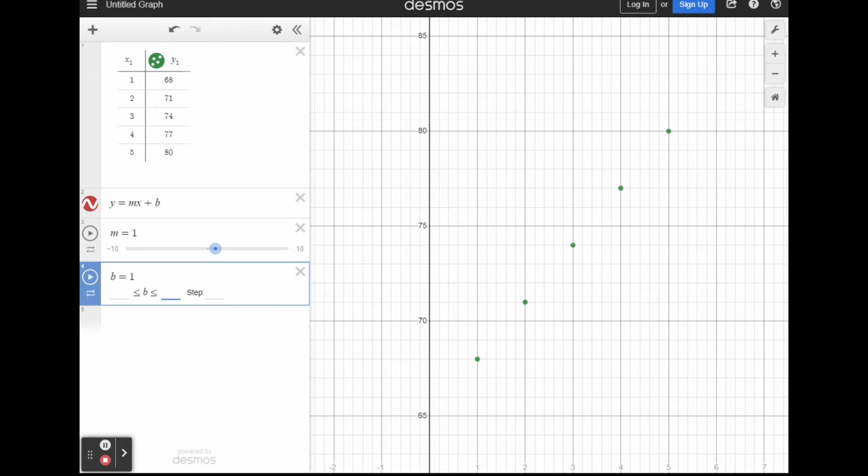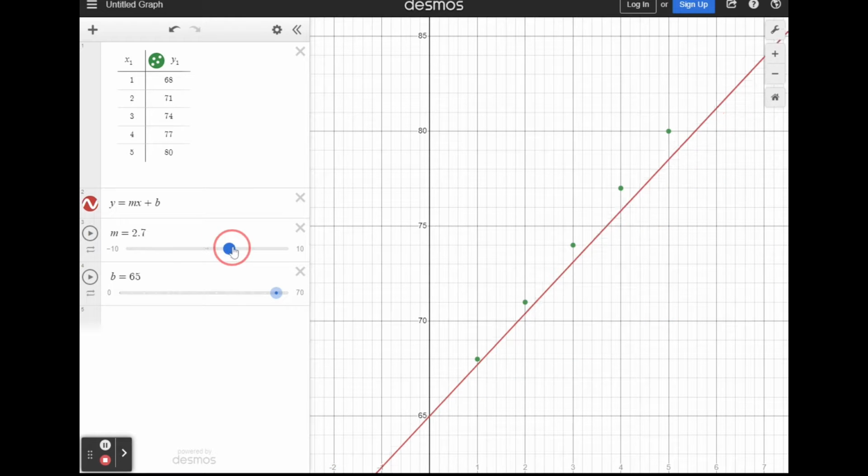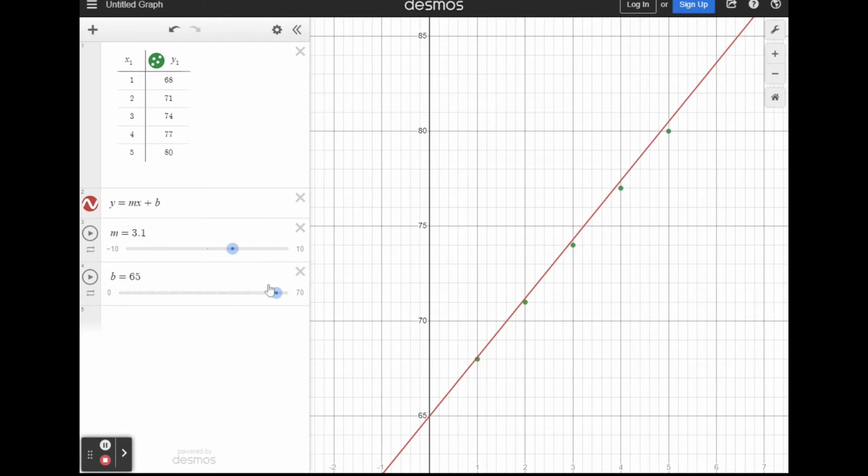So I'm going to have my b go between 0 and 65. Well, let's do 70, just to be on the safe side. Step, let's do 5, let's go by 5s. So I can move my slider up to 65. There you are. That doesn't give me the right slope, but it looks like my y-intercept is spot on. Let's increase that slope until I definitely get it through all of them.